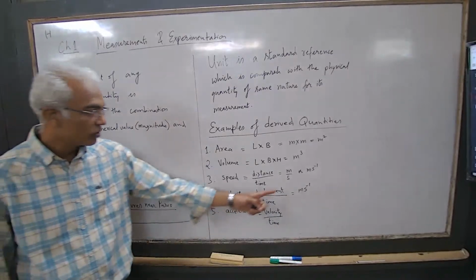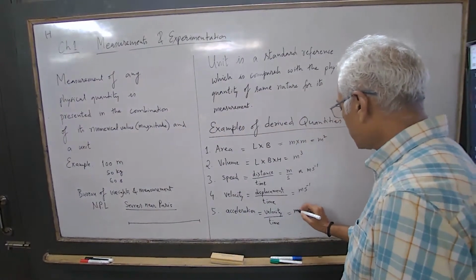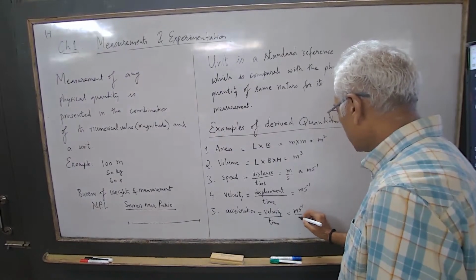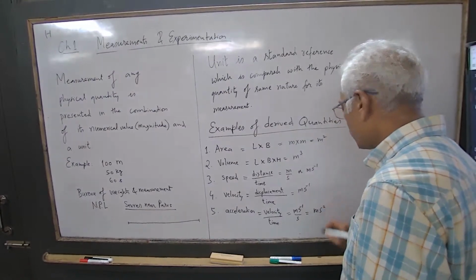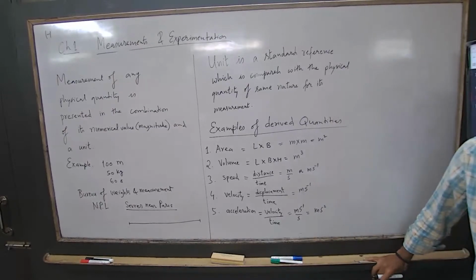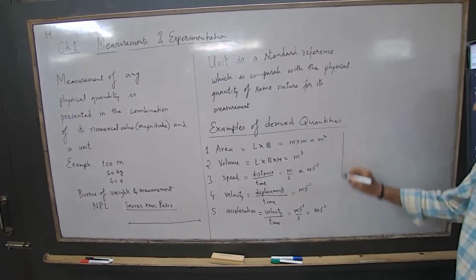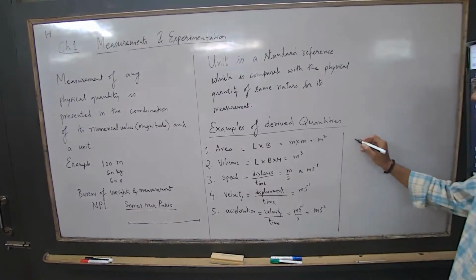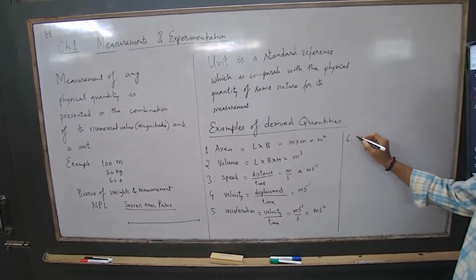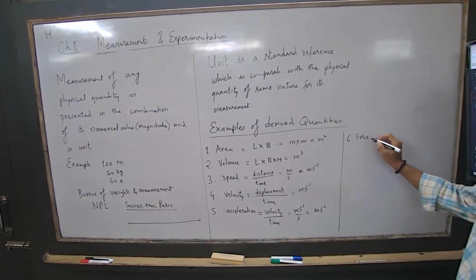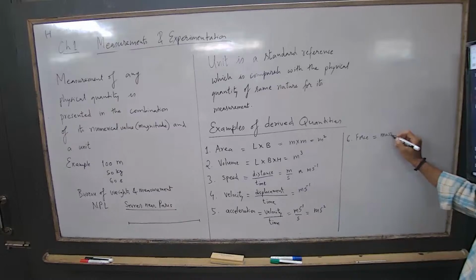Now we know the unit of velocity is meter per second and time is second. So this is meter per second upon second. So what is it? Meter per second square. So this is acceleration. Then you have force. Force is given as mass into acceleration.